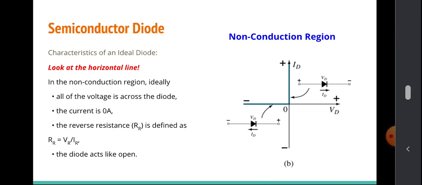And when we look at the non-conduction region, ideally, all of the voltage is across the diode. The current is 0 ampere, and the reverse resistance, R sub R, is defined as R sub R equals the voltage of the reverse resistance divided by the current of the reverse resistance. And the diode acts like an open. So you'll see here in the figure.